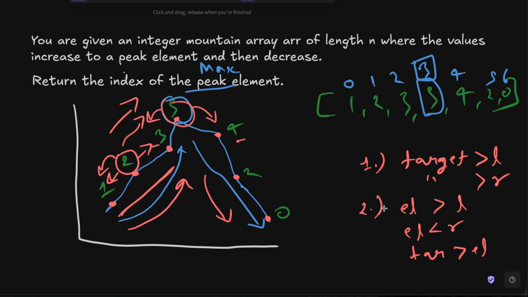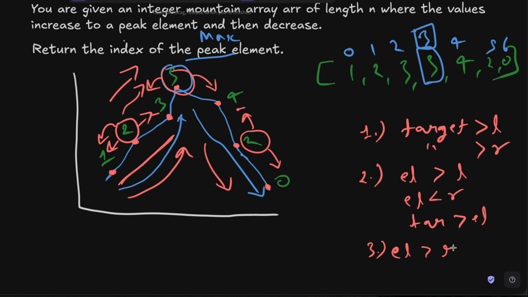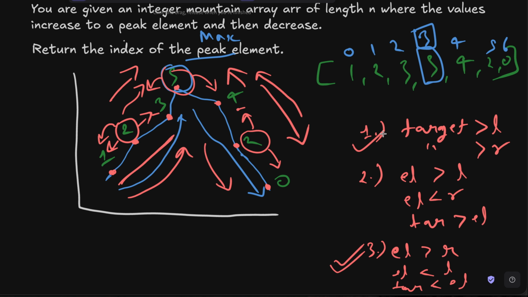We have been able to figure out two conditions. Now the third condition is on this side. If we have 2 on this side and we look at the right, it is less than 2, and the left is greater than 2. So in the third condition we can say if the element is greater than the right and the element is less than the left, we know that the target is going to be less than the element, which means on this side. Because the third condition signifies that we are on a downhill slope on this side of the array. And since we are on a downhill, the maximum element should be on this side. So now that we have these three conditions, we can go ahead and create our binary search algorithm.